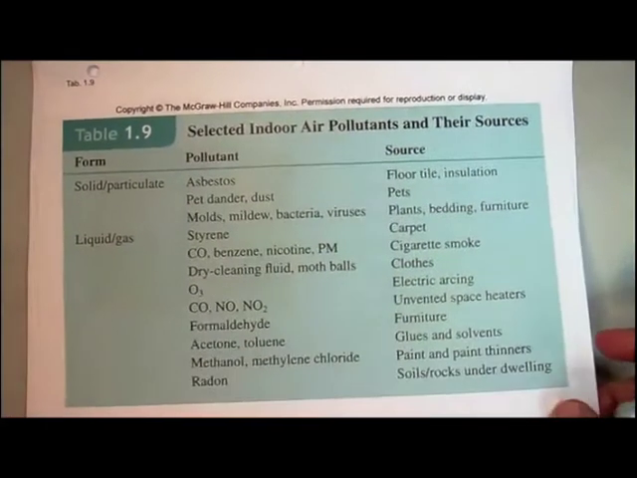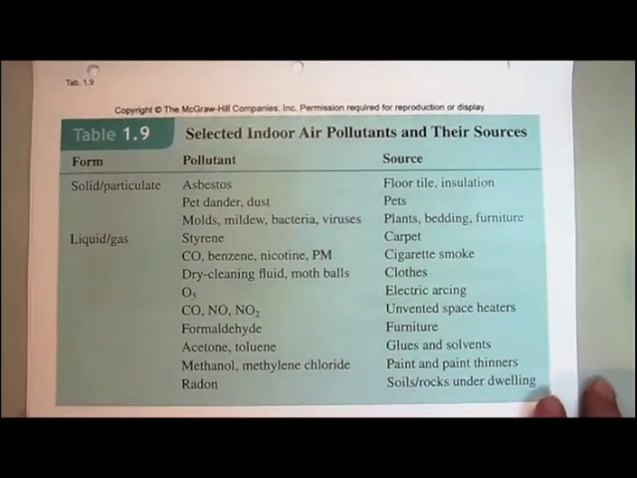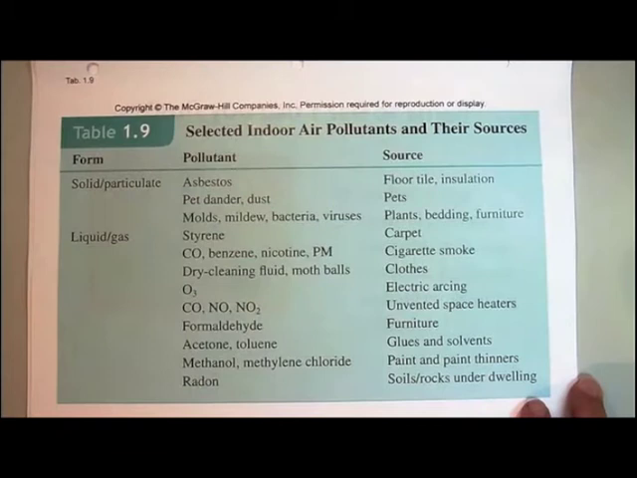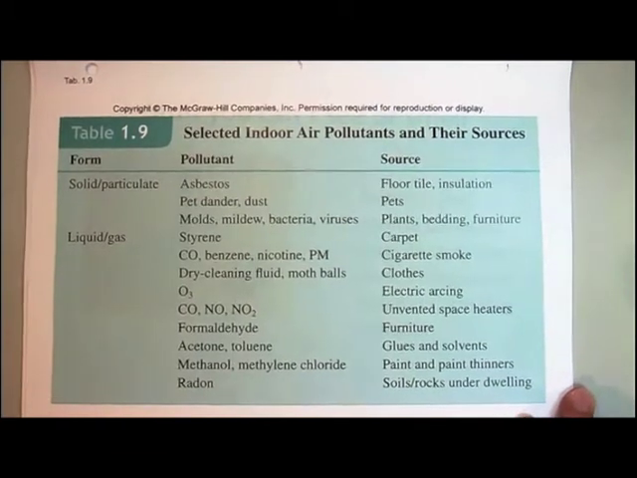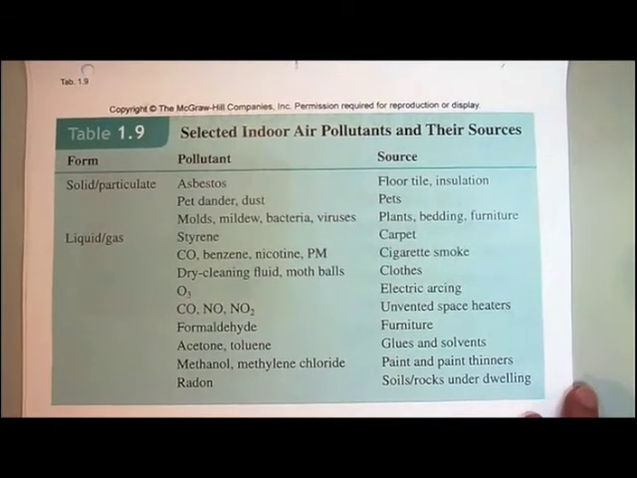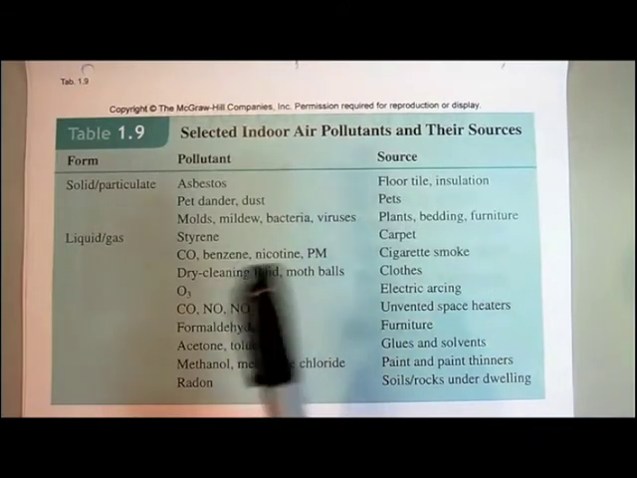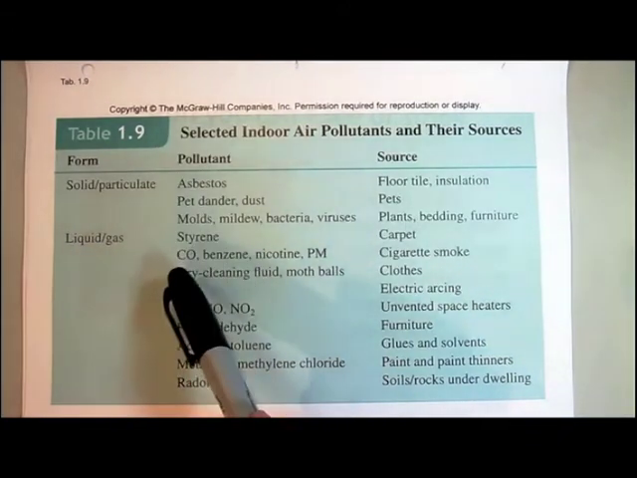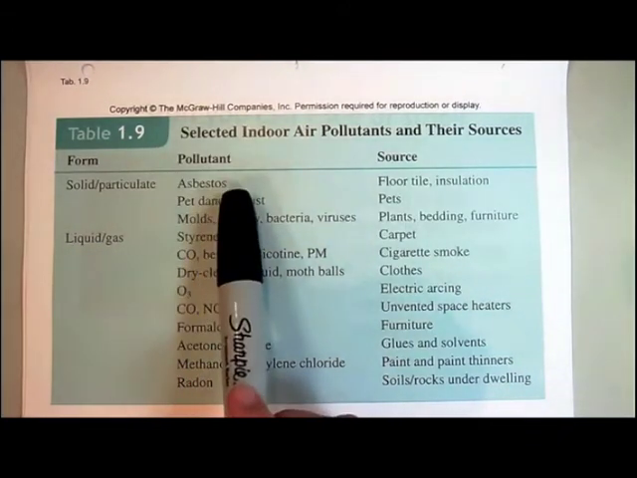I just wanted to take a look now for a minute at this list of what we consider indoor air pollutants and what their sources are. The solid or particulate indoor pollutants include asbestos.